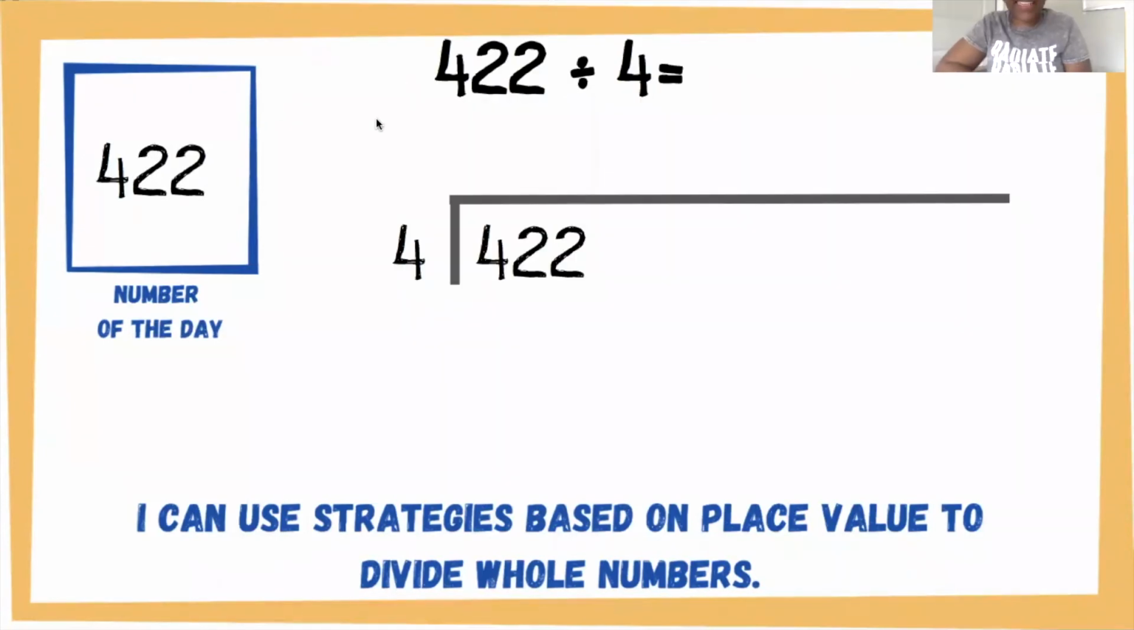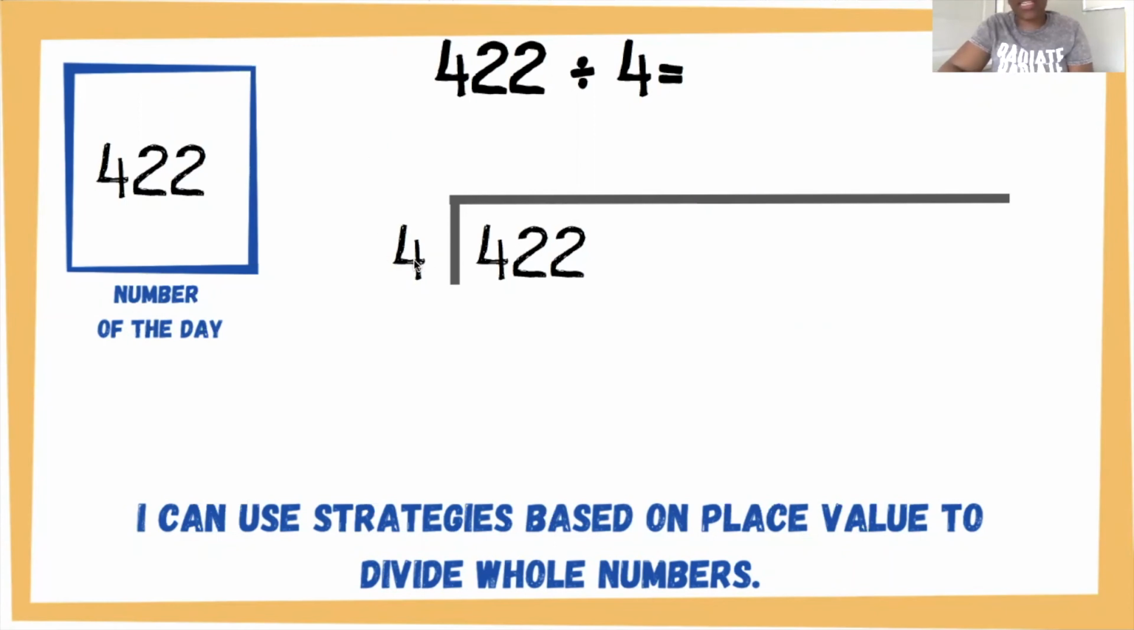All right, parents, I know what you're thinking. This looks a whole lot more like it. Well, not quite. We aren't going to use the standard algorithm. We're still going to use a strategy based on place value. For this problem, we are going to use a strategy called partial quotients. And what that means is that our quotient or our solution is going to come to us in parts, and we're going to put the parts together in order to create the whole.